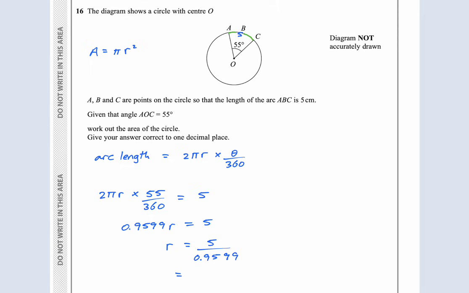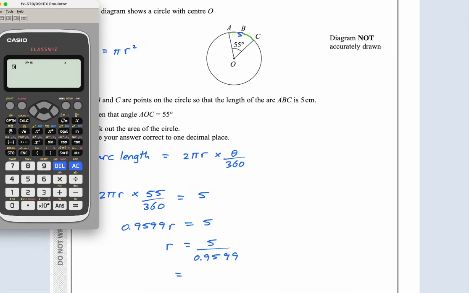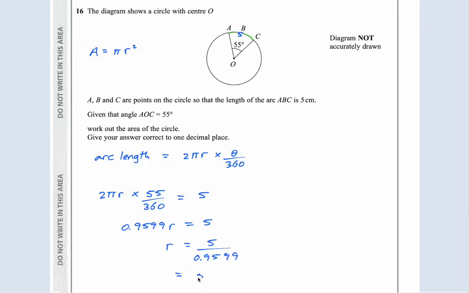And I can do that on my calculator. 5 over 0.9599, which is 5 point... I'll put in a few decimal places here, guys. 5.209. Let's round it to that. So it's 5.209. So the radius is this.